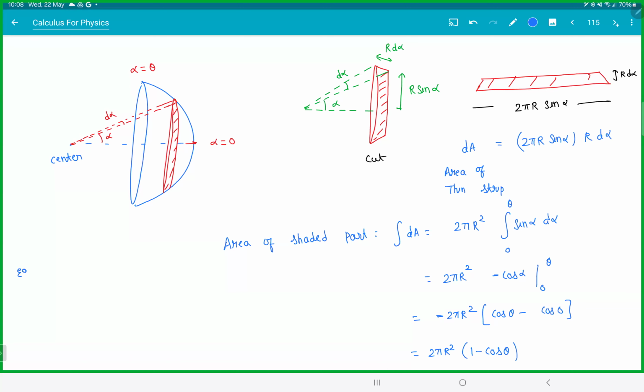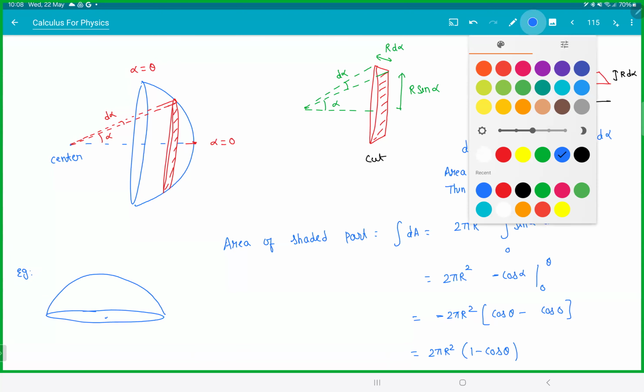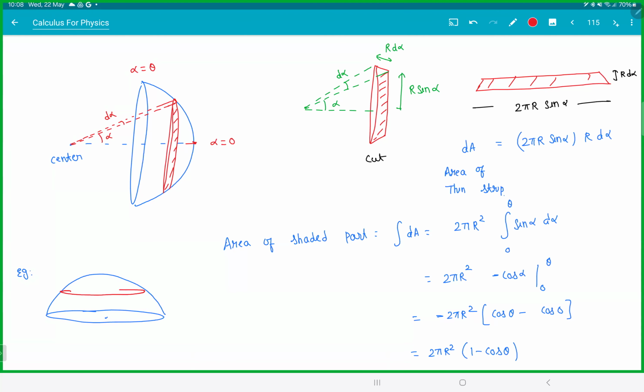So, an example. If I give a disk like this, and you want to find this shaded area, and let's say this angle is 60 degrees, then using this formula you will get 2 pi r square (1 minus cos 60). Cos 60 is half, so pi r square. Like that. So for different values of theta, you get different areas. Clear?